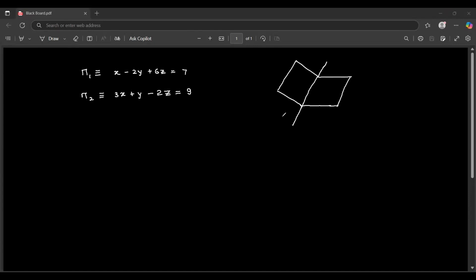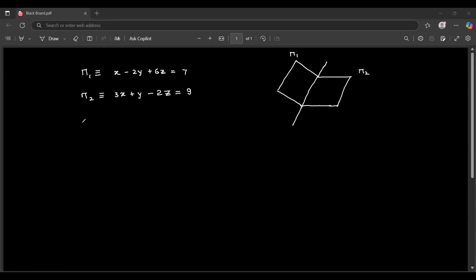I was going through some resources, and I noticed that they don't actually have to give you a point on the given line, or on the two planes. Let's say this is π1, and this is π2. First of all, let's check whether these two planes are parallel to each other. How can we check that?